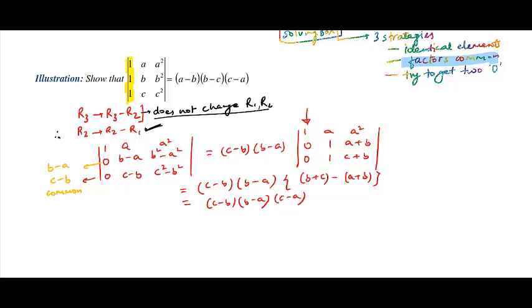Now if I look at the right side, I want a minus b and we have b minus a, so we can take minus 1 common from here. Similarly, I want b minus c and we have c minus b, so we again take minus 1 common from here, so we get minus 1 squared times b minus c, times a minus b, into c minus a, and that completes the proof.